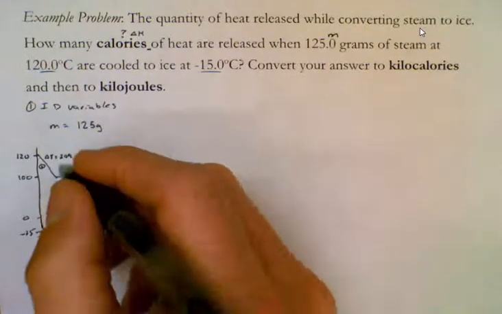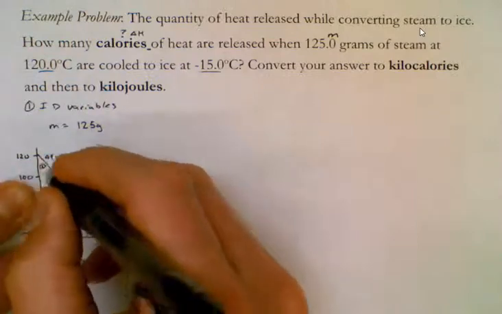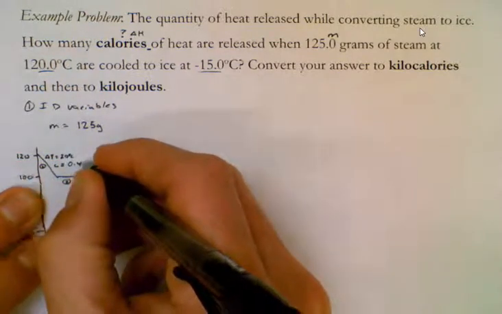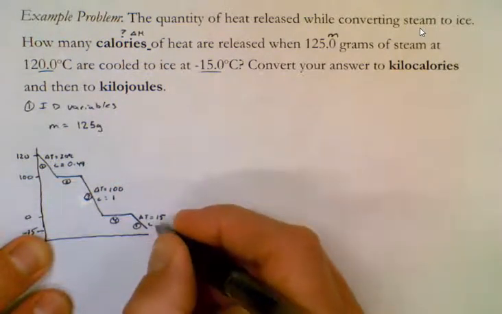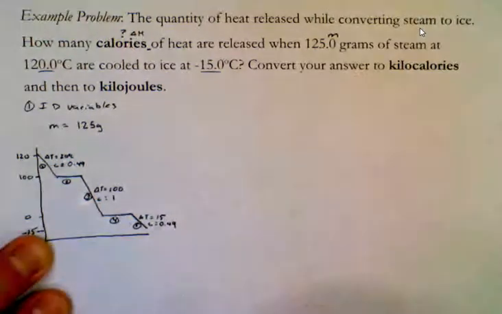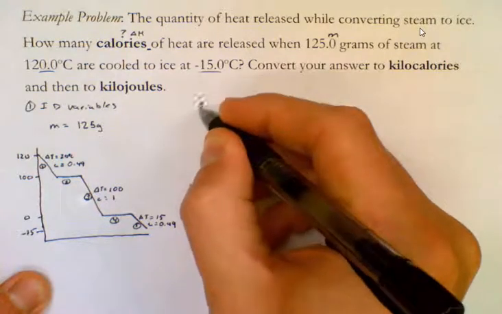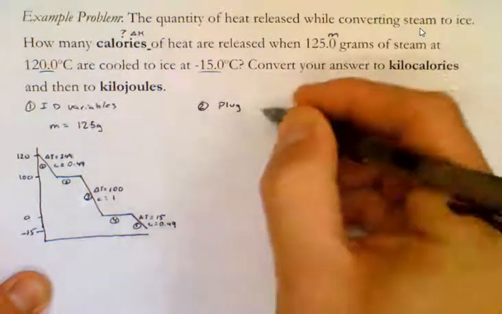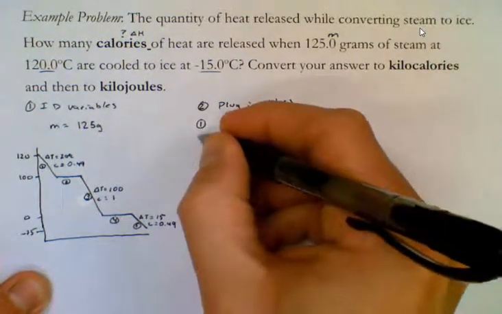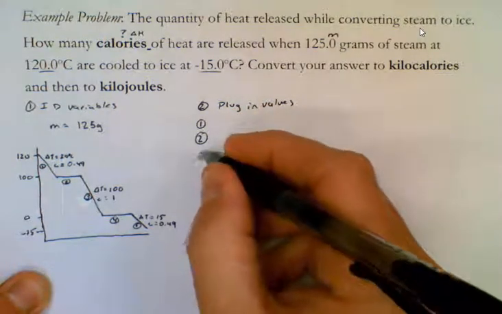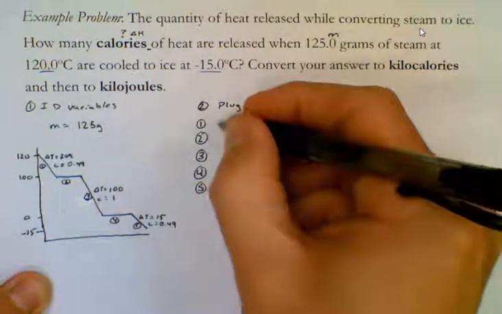You could also do your C values for the diagonal portions of your graph. C of steam is 0.49. C of liquid water is 1. C of ice is 0.49 as well. Then since we have 5 parts, we're going to have to plug those all in. So plug in your values to your equations. I like to label each of my portions of work. So part 1, all of these are delta H.